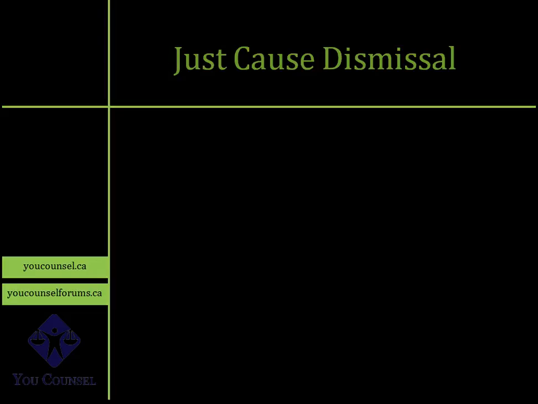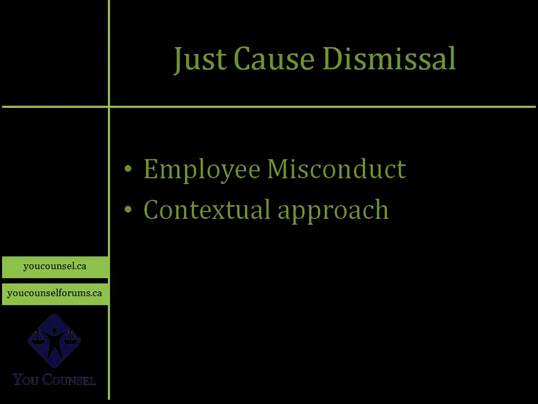So what is just cause for dismissal? It is essentially employee misconduct, and the misconduct is so bad that the employee deserves to be terminated immediately. When a court is deciding whether a particular dismissal was justified as just cause or was a wrongful dismissal, the court considers the circumstances in a contextual way. It's called the contextual approach, and this is something you want to keep in mind.